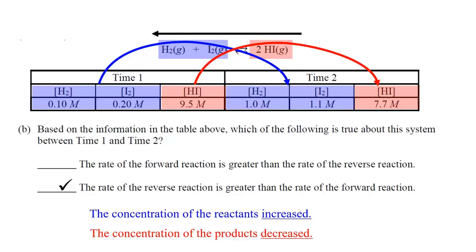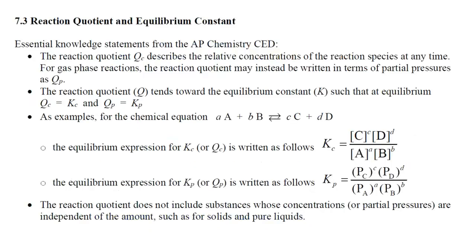Okay, now let's take a look at our next topic in this packet. This is topic 7.3, reaction quotient and equilibrium constant. Here are some essential knowledge statements from the AP Chemistry course and exam description. The reaction quotient, Qc, describes the relative concentrations of the reaction species at any time. For gas phase reactions, the reaction quotient may instead be written in terms of partial pressures as Qp. So when you see the subscript C, that represents concentrations, and when you see the subscript P, that represents pressures.